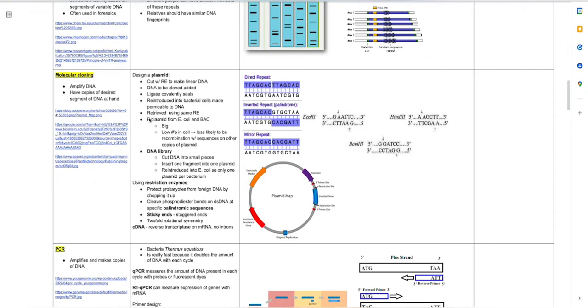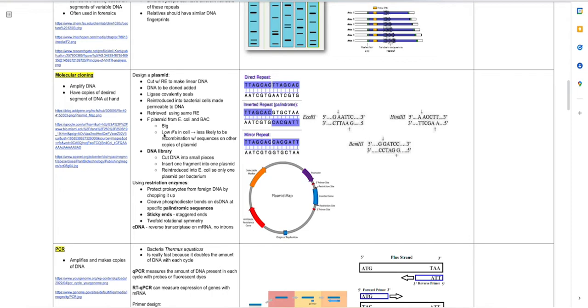There are two plasmids that are kind of special. They're favored because they're easy to use, and that's because they're big and there's not a lot of them in cells. That means there's less likely to be recombination with sequences on other copies of these types of plasmids, so it keeps your information safer.